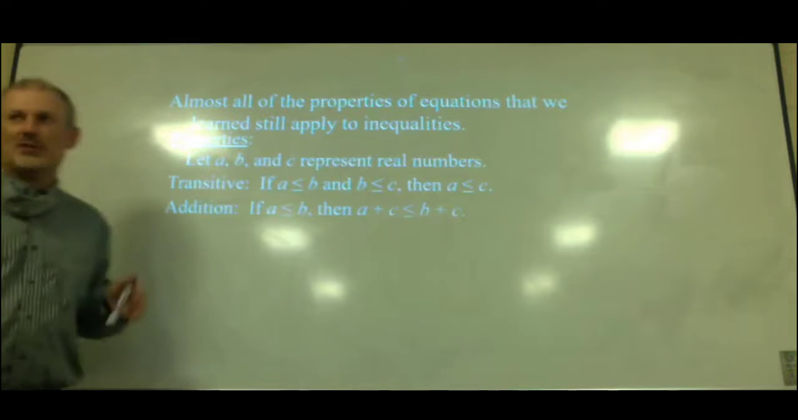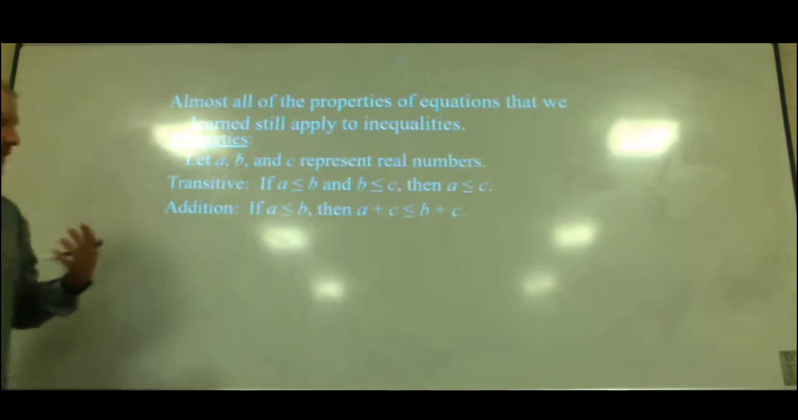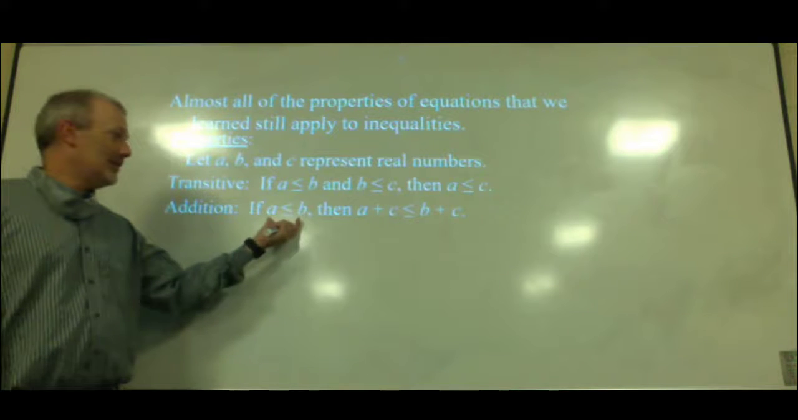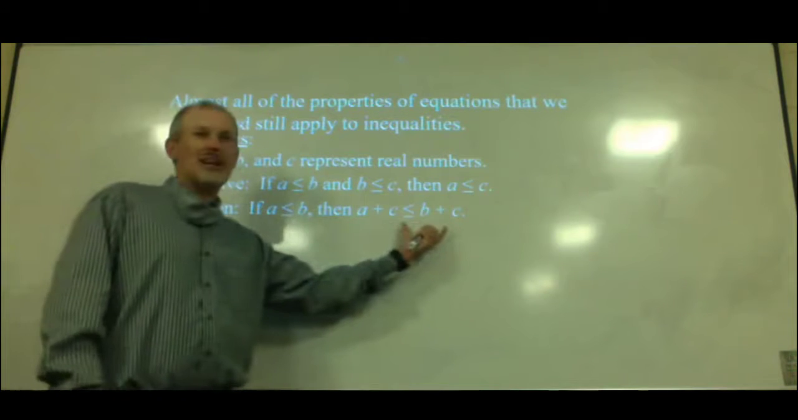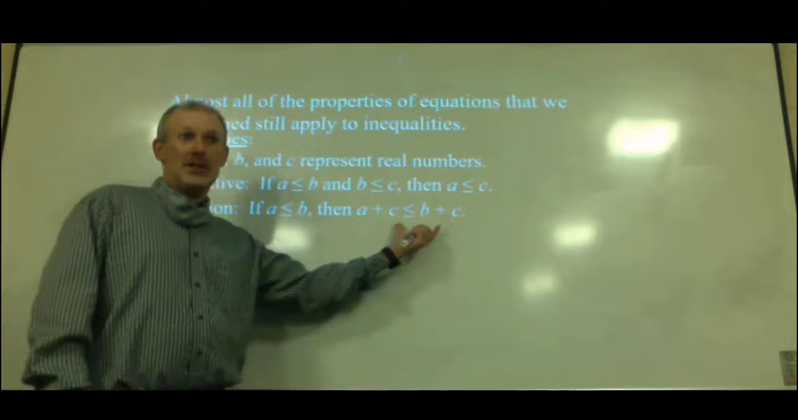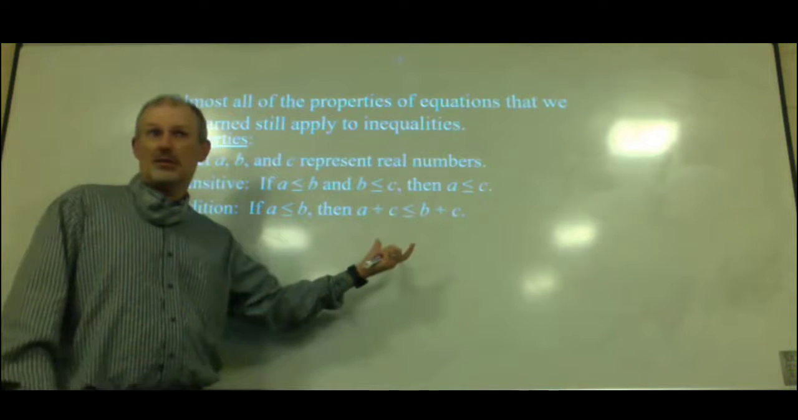Another one. Now here's where we get to our rules that we use for solving things. If we have an inequality and we add the same value to both sides, the inequality is still true, right? So let's see if we can picture this. You got a teeter-totter, right?